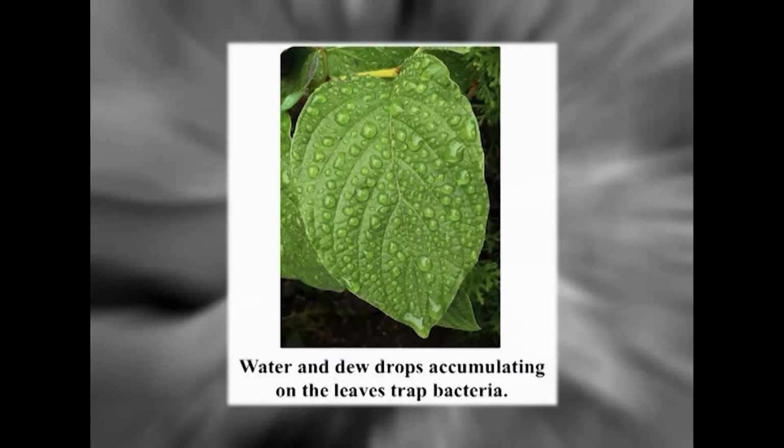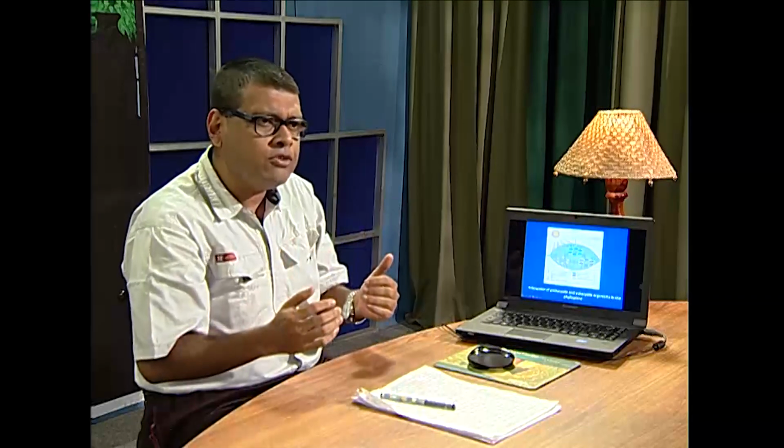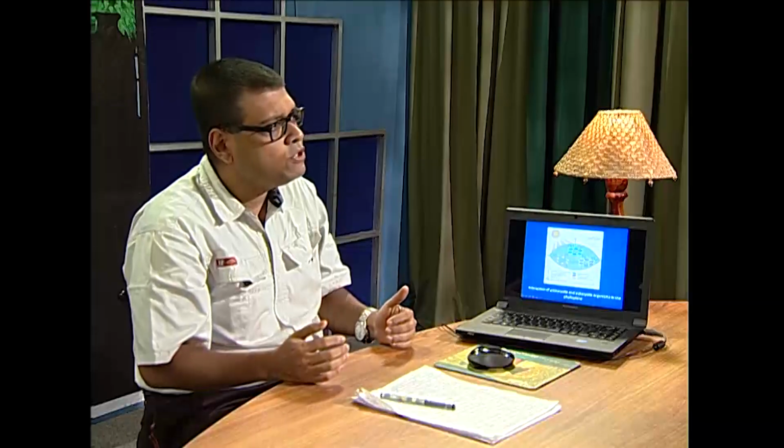Now to start with, the phyllosphere or the phylloplane is the surface of the leaf, and this surface of the leaf is exposed to the wrath of nature: dewdrops, rain, everything. Very often these droplets accumulate on the leaf surface and trap bacteria. So when we see the phyllosphere, it may have different types of microorganisms which we apparently do not see.